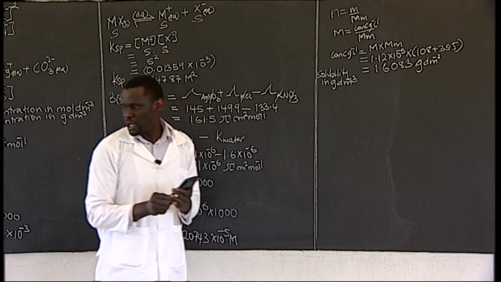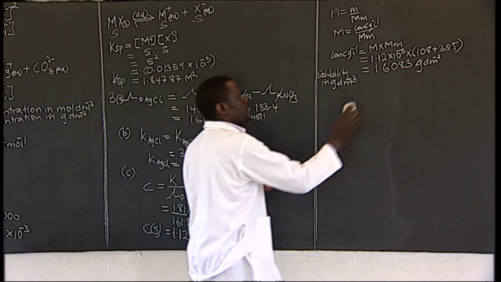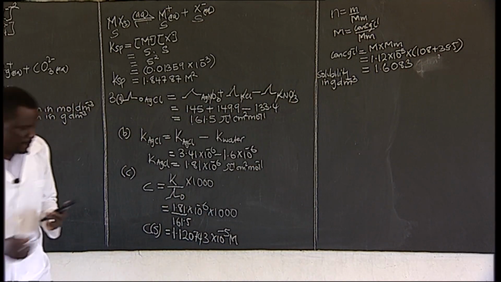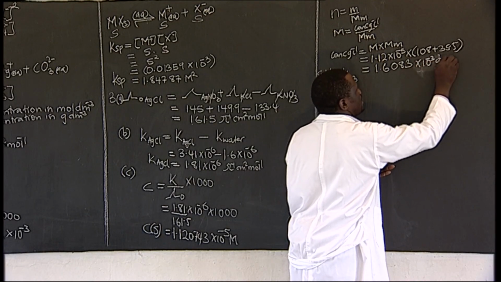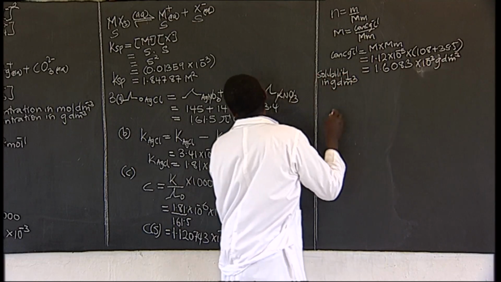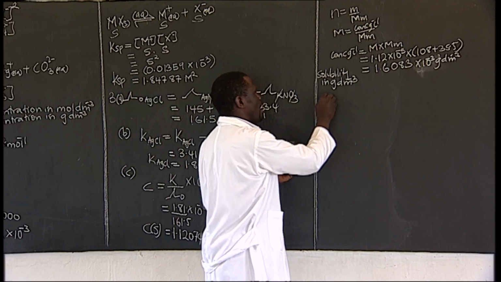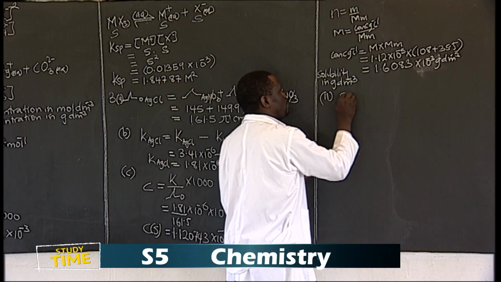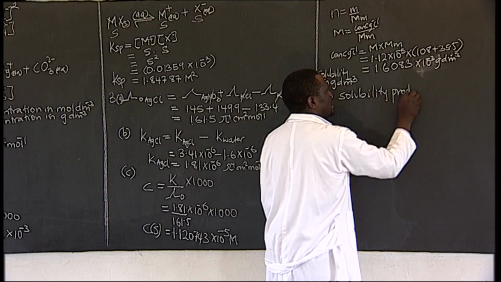But we have forgotten to multiply with our powers there. Thank you very much for reminding me. We've forgotten to multiply. So it's supposed to be times 10 to the power negative 3 gram per decimeter cubed. Then let's go to determine our solubility product. Solubility product is what we want, KSP.